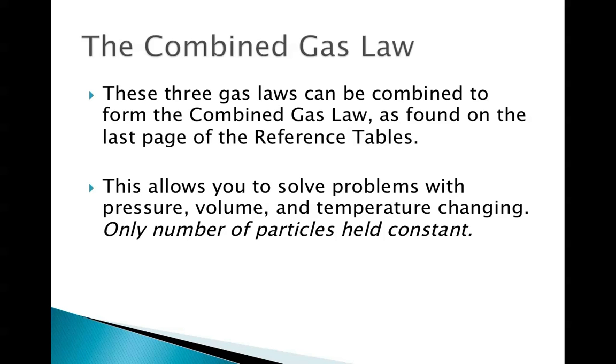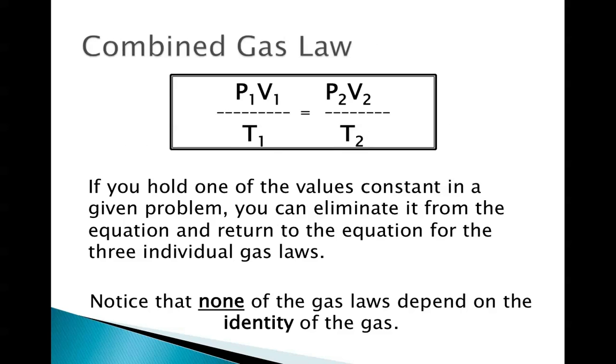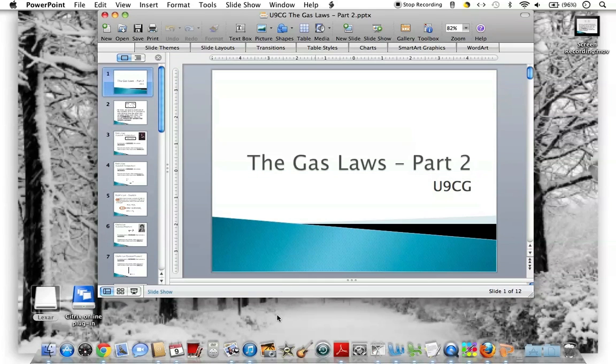All right, so again, we've talked about 3 different gas laws where each of the variables is held constant, so we can observe the 2 variables that we're interested in. And these all are combined to form that combined gas law that's on the last page of your reference tables. And again, remember, this combined gas law allows us to solve problems of pressure, volume, and temperature. We just hold our number of particles constant. All right, so just remember that none of the gas laws depend on the identity of the gas. We're simply looking at pressure, volume, and temperature. Okay, that's it. We'll continue with these calculations and look at some real life examples tomorrow in class.